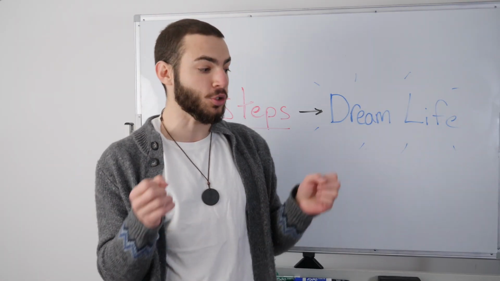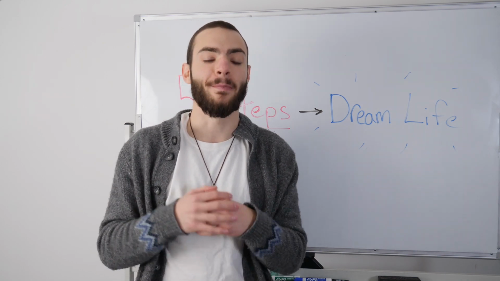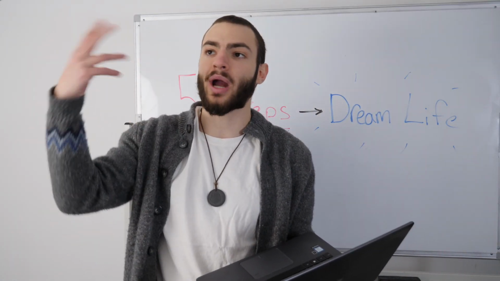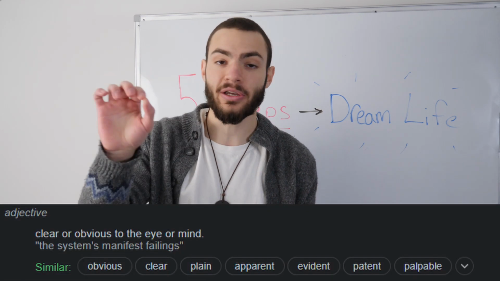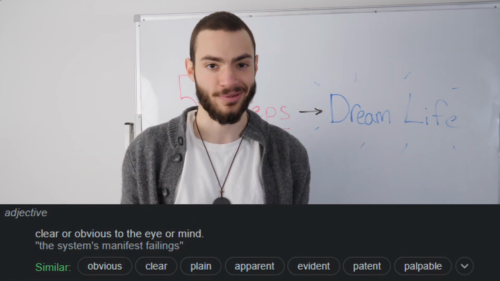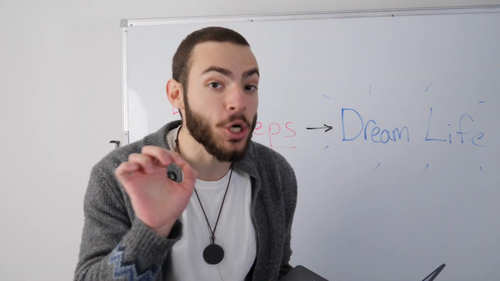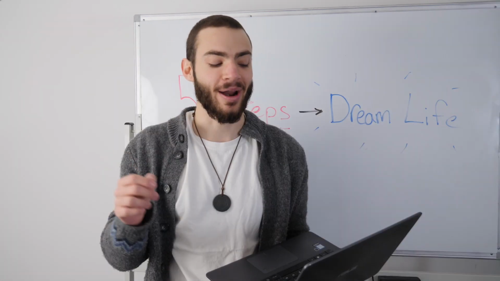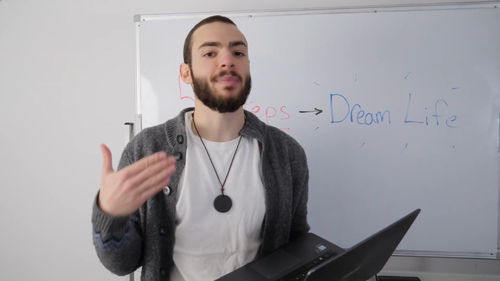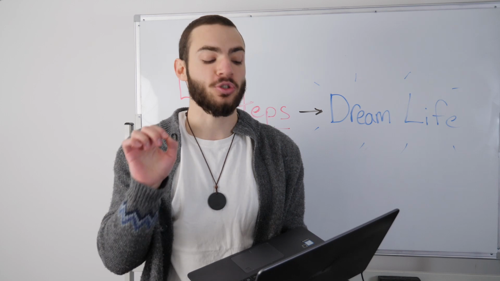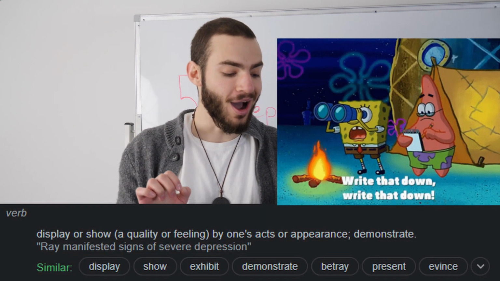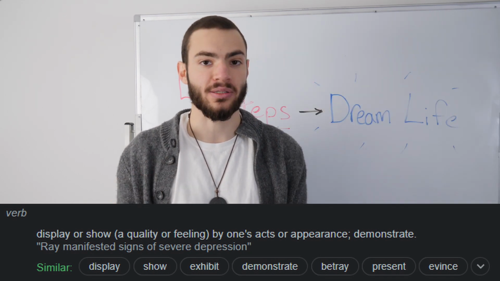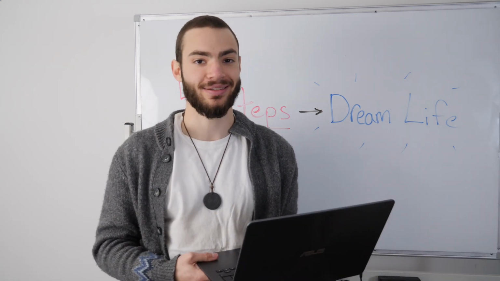So what I did was I Googled the definition of the word manifest, and I actually have it right here. When used as an adjective to describe something, the word manifest means something that is clear or obvious to the eye or mind. Okay? Something that is clear or obvious to the eye or mind. All right? And when used as a verb, this word manifest, very important you understand, is to display or show a quality or feeling by one's acts or appearance, or to demonstrate.